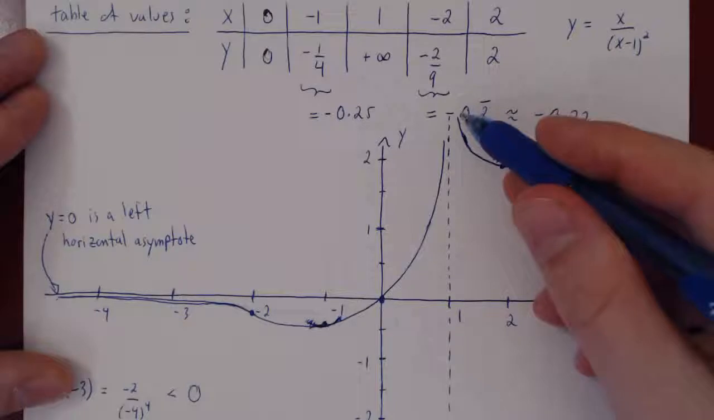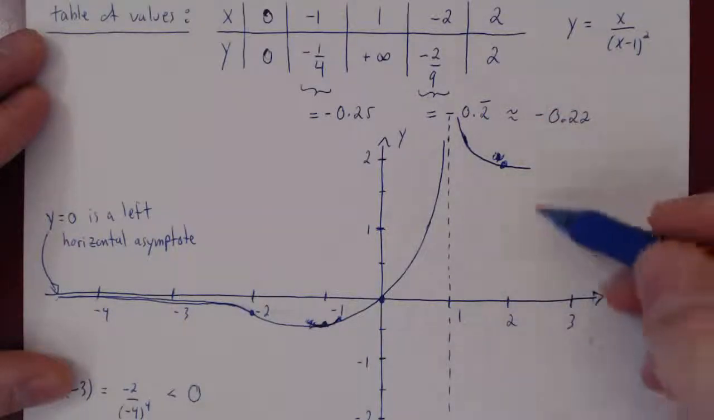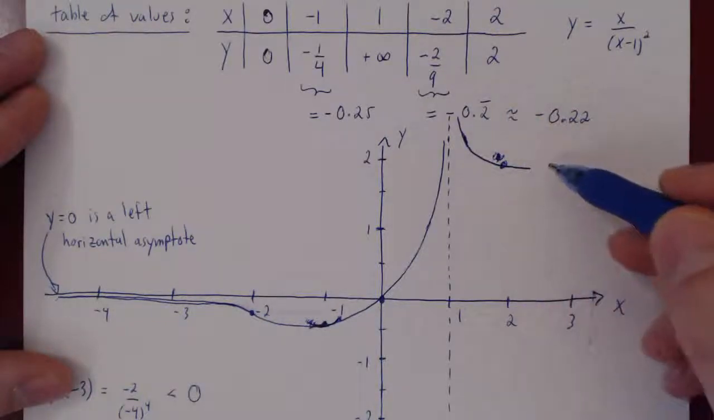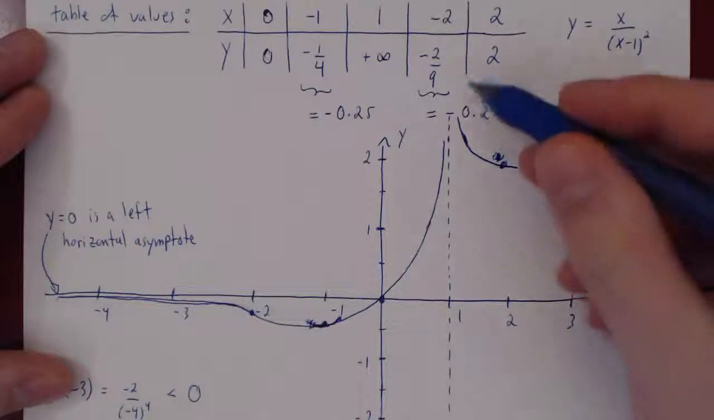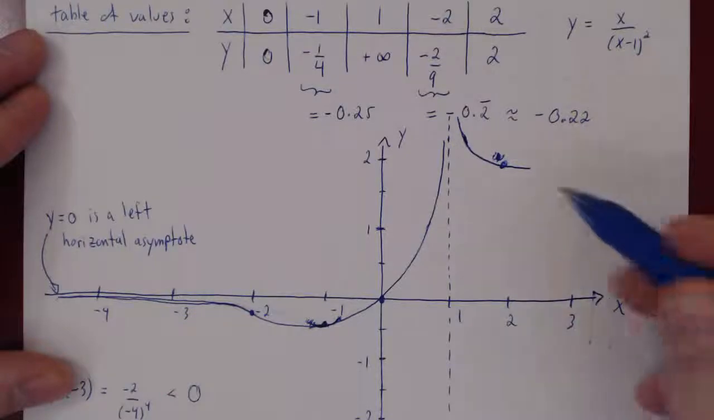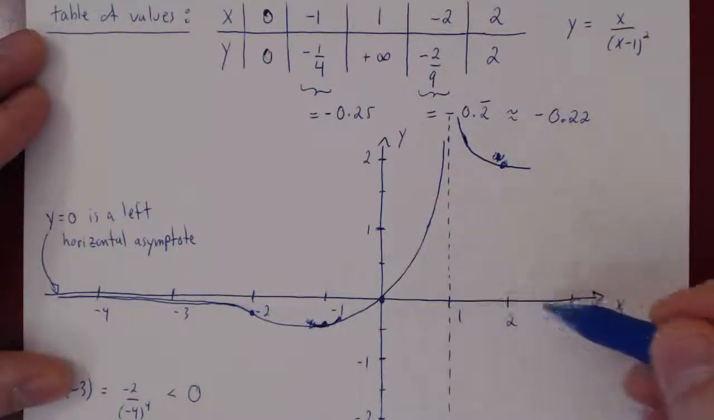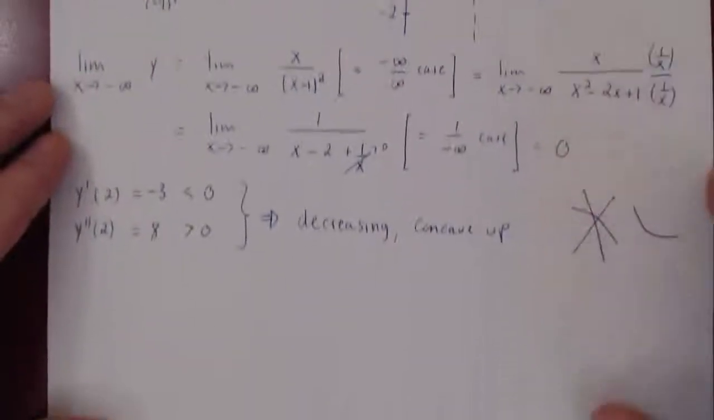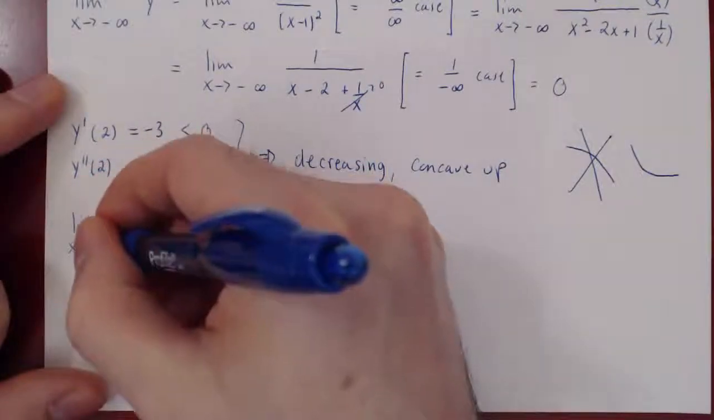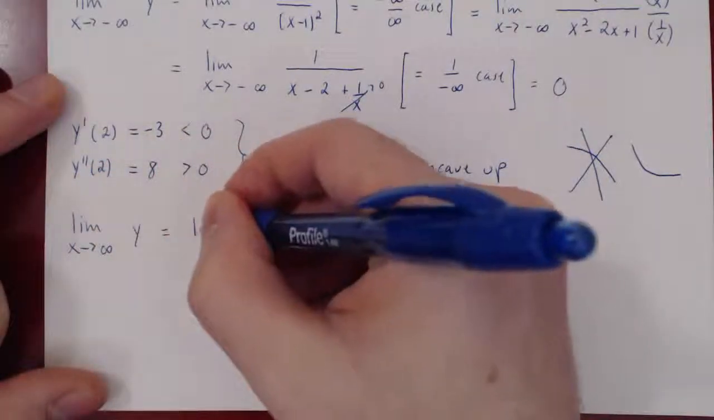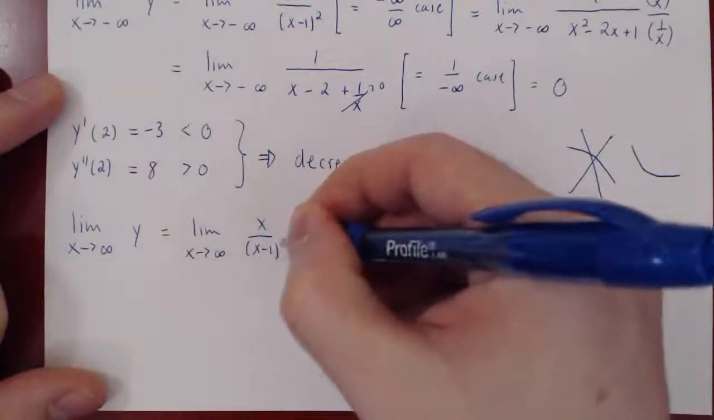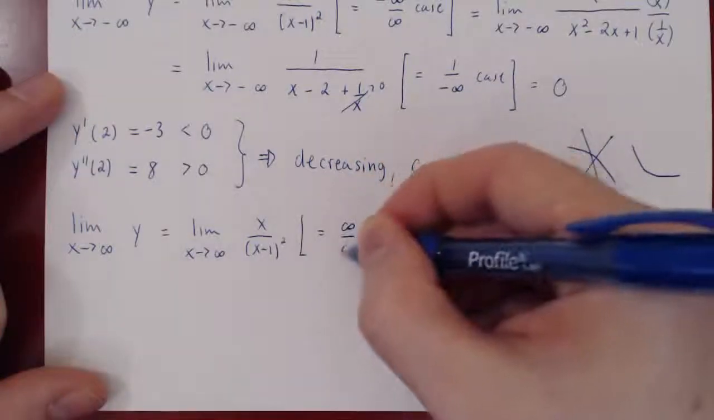We know now that the function, since there are no critical or inflection points, will remain concave up and decreasing forever. The only question left now, as we know it will be decreasing and concave up forever, will we have a right horizontal asymptote? So what happens to y when x goes to positive infinity? Well, let's see. We have an infinity over infinity case.